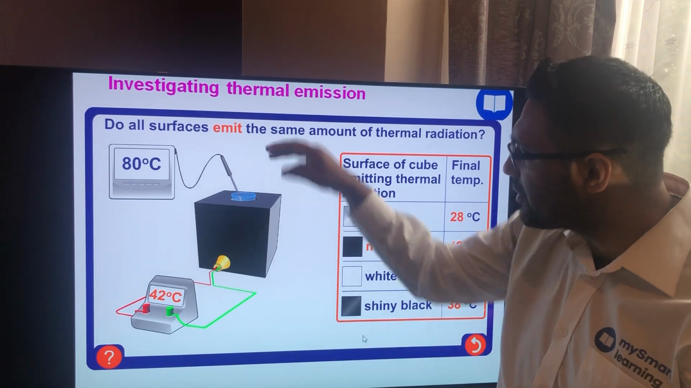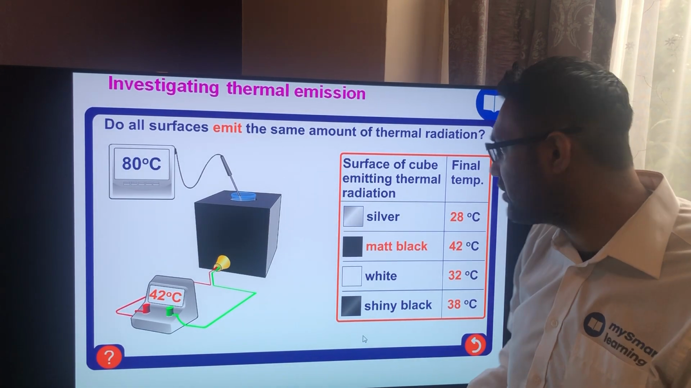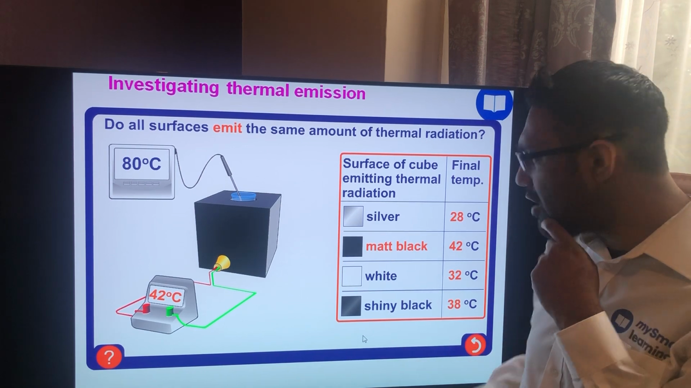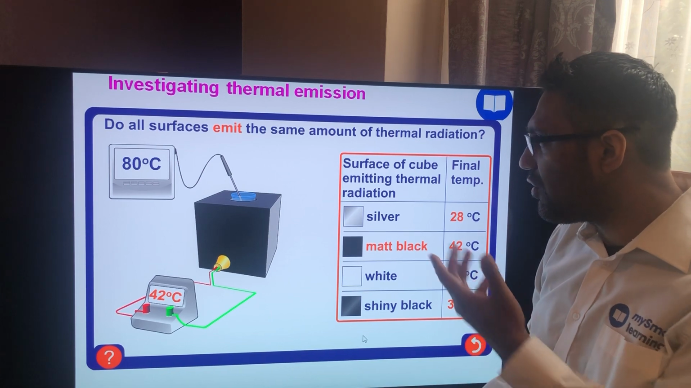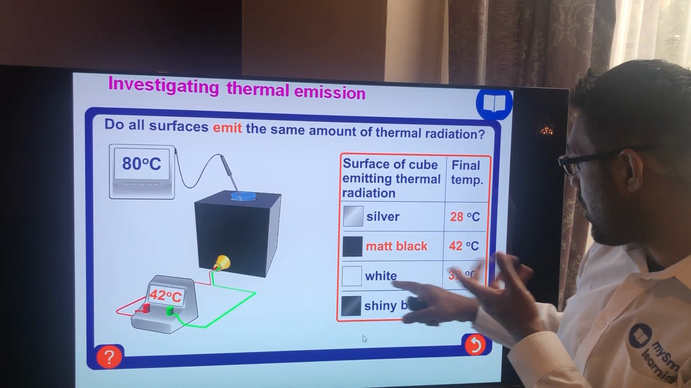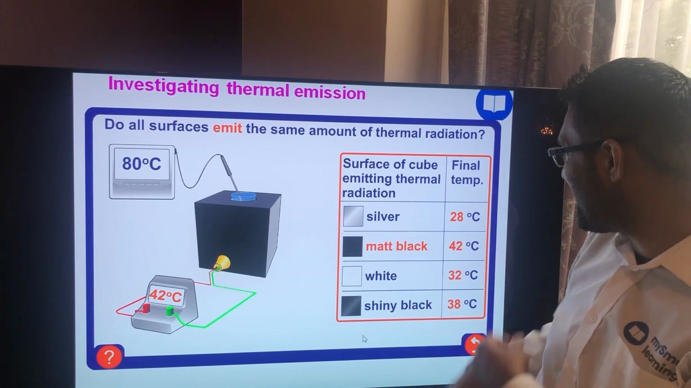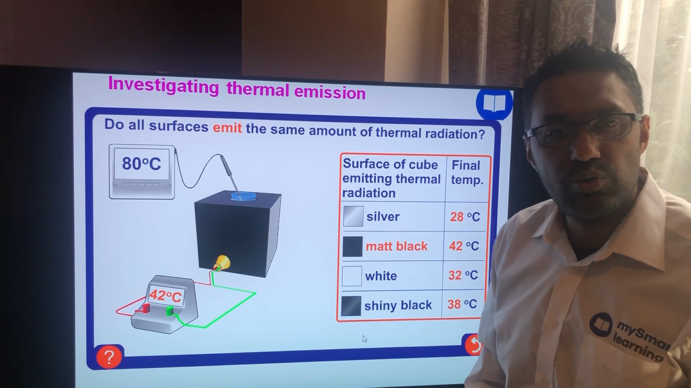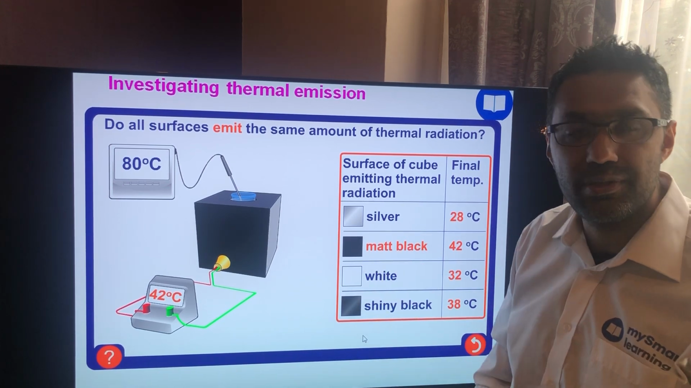So if you imagine I put hot water, your radiators have hot water in them, but what colour is your radiators? Your radiators are usually white. Are radiators the best emitters of radiation? Well, obviously not, because my white radiator will give about 32 degrees, but a matte black one will give me 10 whole degrees more. So what colour would be the best for a radiator? That's right, matte black would be the best colour.